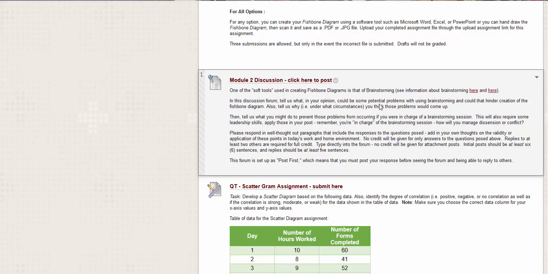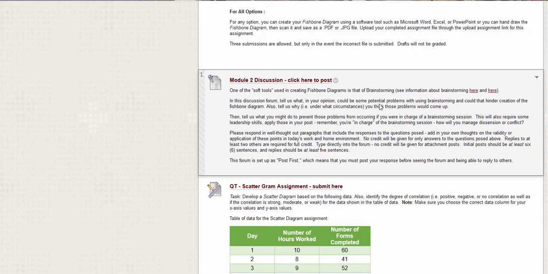So if you're in a staff meeting, I know those are pretty much things of the past right now. If you're in some kind of a meeting and you're looking for what are the things that would keep this fishbone diagram from working, tell us what you might do to prevent those problems from occurring if you were in charge of the brainstorming session. This will require some leadership skills.